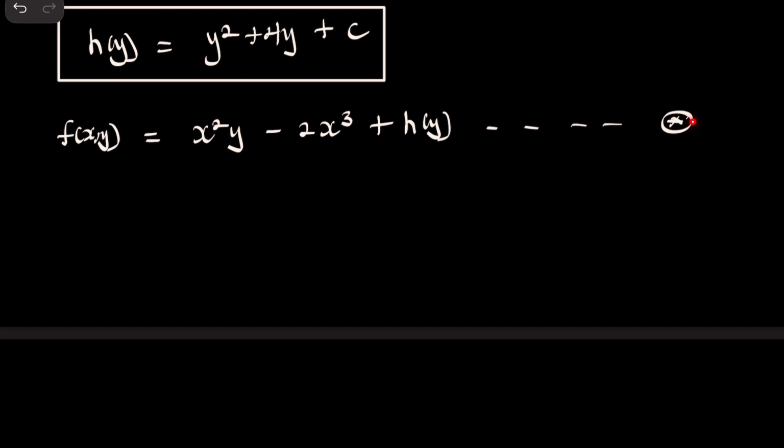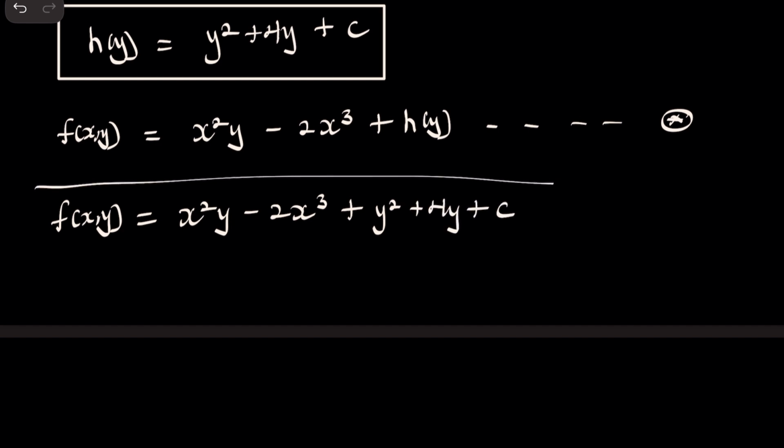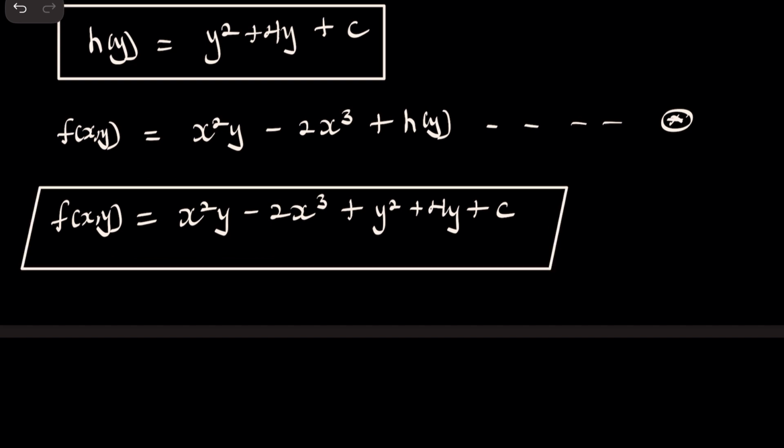We now go back to equation star, right? So from equation star, we have the function h of y. But here we have h of y to be given as y squared plus 4y plus c. So we need to substitute h of y. So we are going to have a function f of xy to be equal to x squared y minus 2x cubed plus h of y, of which h of y is equal to y squared plus 4y plus a constant c. So this is our solution.